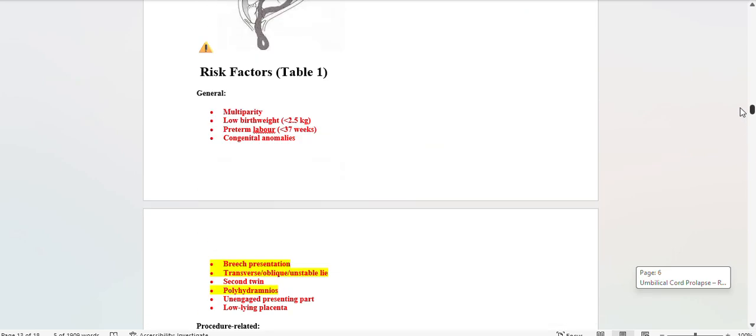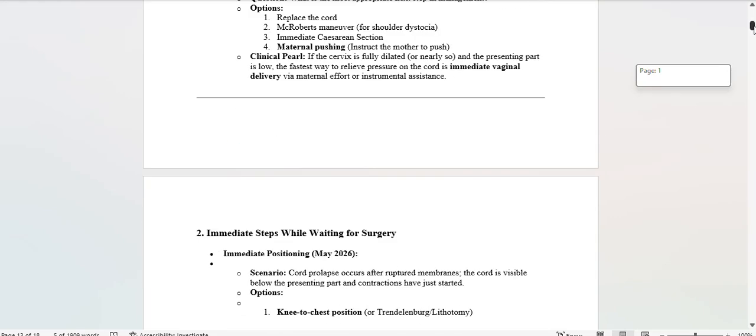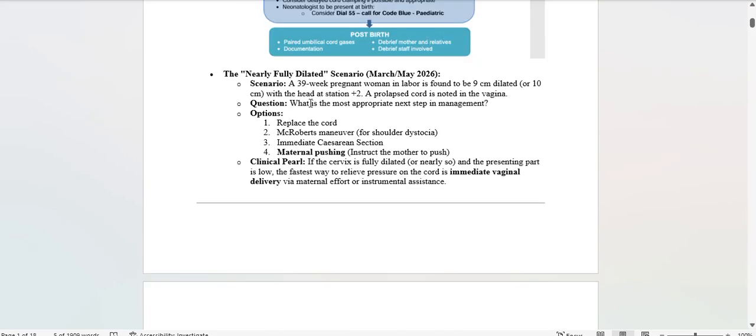So yeah, let's solve the recall questions quickly. A 39-week pregnant woman in labor is found to be 9 centimeters dilated, or in some scenarios they mention 10 centimeters, so management is completely changed. A prolapsed cord is noted in the vagina. What is the most appropriate next step in management? Replace the cord? Definitely, we will never replace the cord. The Mauriceau maneuver we use in shoulder dystocia. Immediate cesarean section? Maternal pushing, instruct the mother to push?